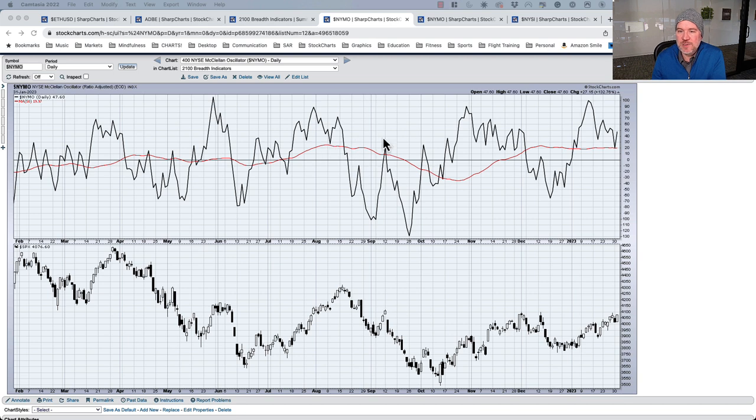But how do you use the McClellan Oscillator? As you can see, it's an oscillator, right? So it revolves around that zero level. I have this horizontal line indicating the zero level. Very simply, if the McClellan Oscillator is above zero, those are bullish conditions. If it's below zero, those are bearish conditions.